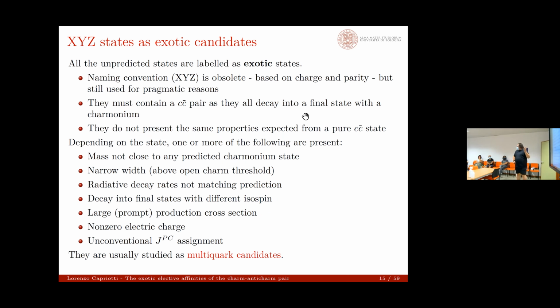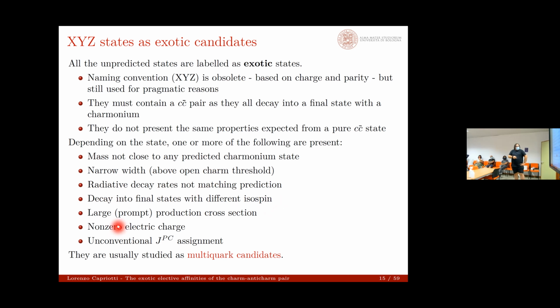Depending on the specific particle, there might be one or more of the following things that don't fit. For example, the mass could be far away from the predicted mass of the given state. They might have a narrow width above the open charm threshold. When you go above the open charm threshold, they are expected to decay into D mesons with a large phase space, so the width should be large, but some of these states have a very narrow width. Then we have predictions for radiative decays, which don't match.